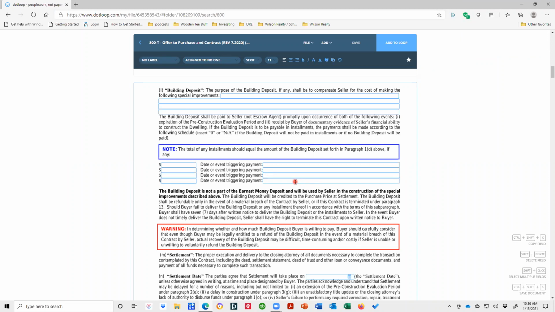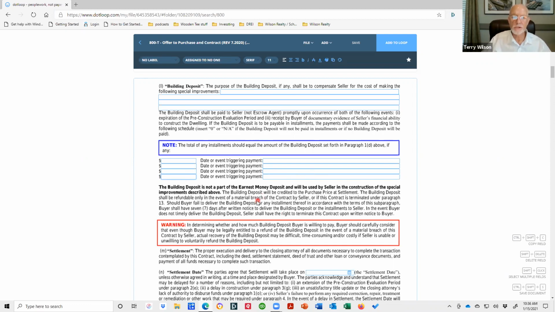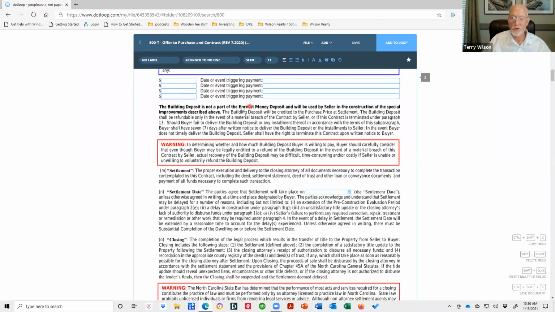But again, it's important to remember that I'm not going to give them any of the deposit until one, my pre-construction evaluation period is over, and two, the builder has provided me proof that they have the financial ability to build the home. Again, the building deposit, as I said earlier, is not part of the earnest money deposit.